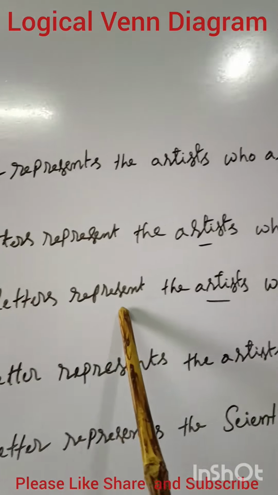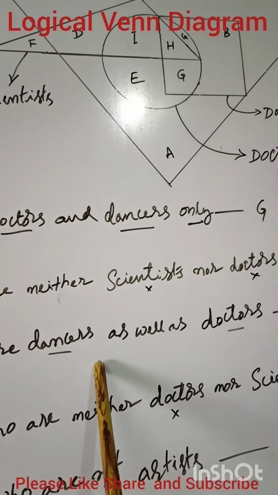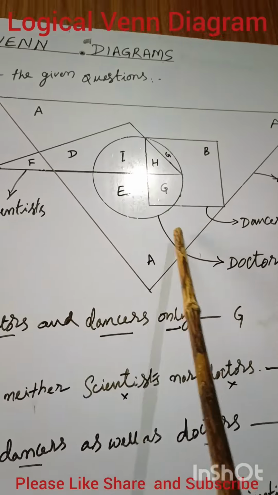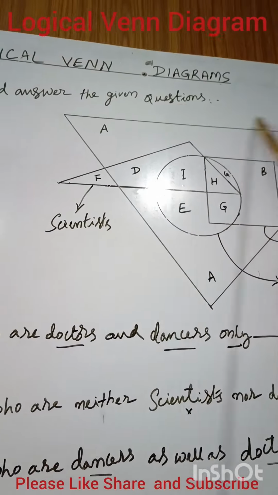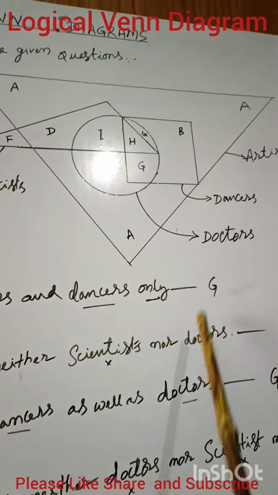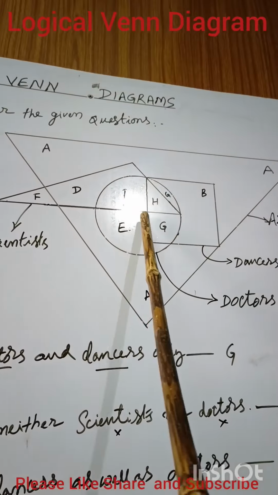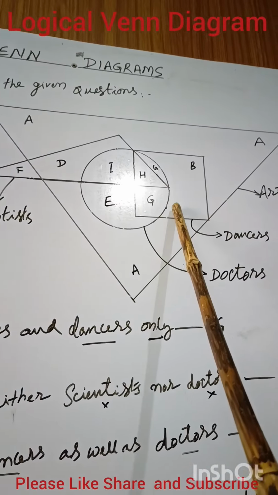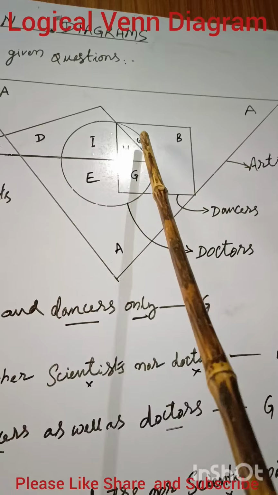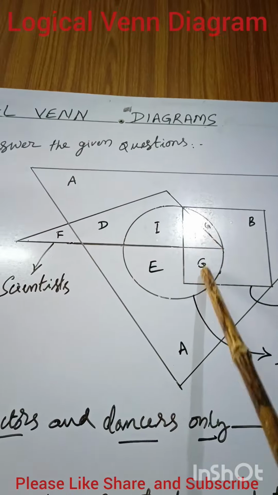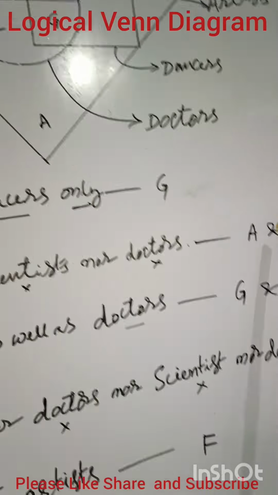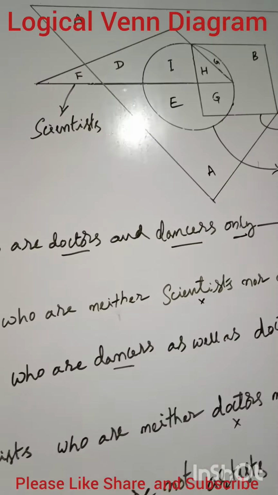Then which letter represents the artists who are dancers as well as doctors? Here, doctors and dancers. This is artist. It should be in the big triangle, and they should also be in the dancers in the square and doctors in the circle. So the circle and square in between should be covering this G, and G is in two parts, here also, and H is there. So G and H are the doctors and dancers.